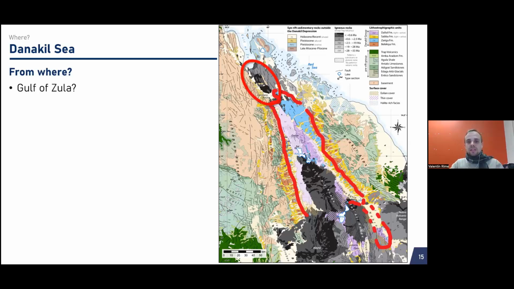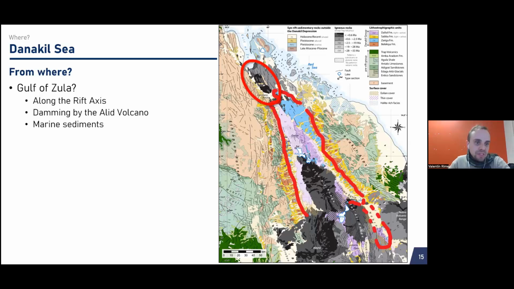So that's here, that's from the north. It's along the rift axis. And there is a volcano there, the Alid volcano. And in the literature, they say that the eruption of this volcano would have dammed the depression and caused the isolation of the basin. And they describe marine sediment on this volcano.